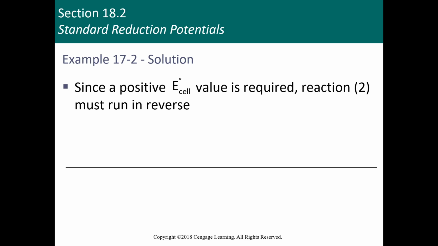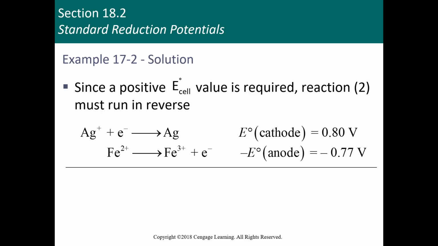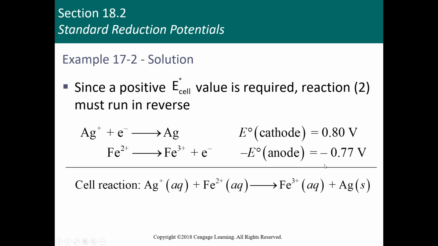Since a positive E0 cell is required, reaction 2 has to be run in reverse because you need an overall positive value. Remember, one of these has to be the reduction, one of these has to be the oxidation. The one you flip, so that it is now going to be the oxidation, always has to be the smaller value, so that the overall E0 is positive. And so we flip the iron, and that gives us a negative 0.77 to subtract off.